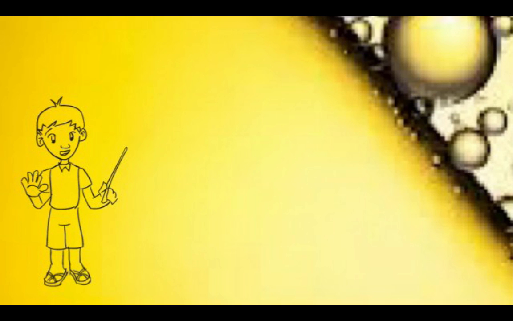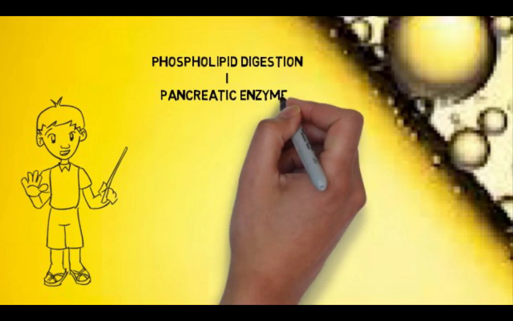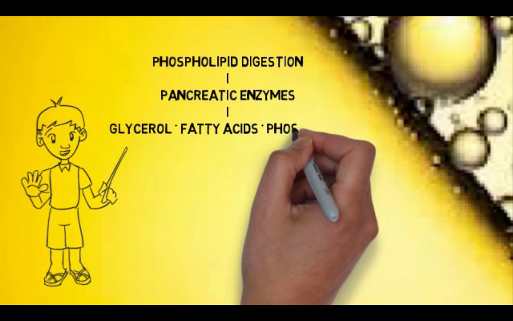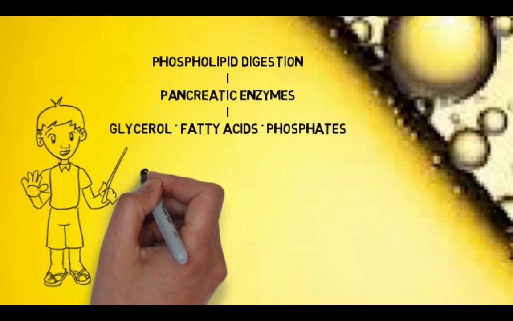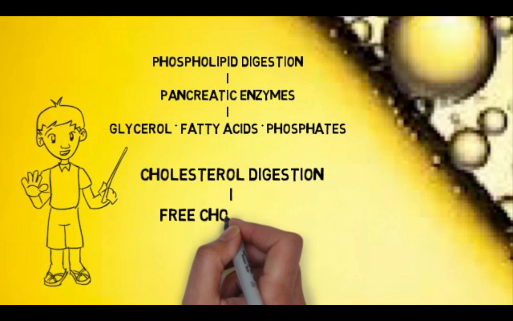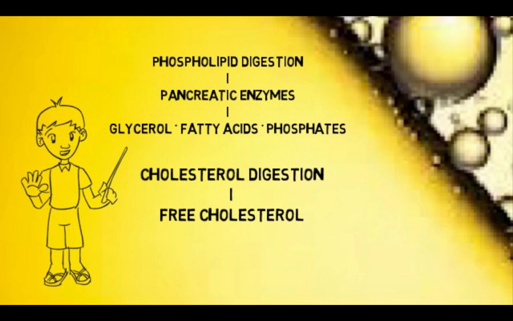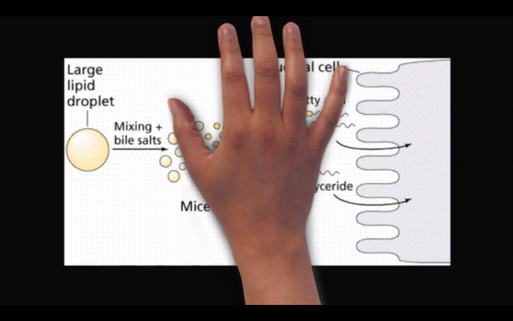With regard to phospholipid digestion, certain enzymes from the pancreas and cells in the wall of the small intestine digest phospholipids. The eventual products are glycerol, fatty acids, and remaining parts. With regard to cholesterol digestion, any cholesterol with a fatty acid attached is broken down to free cholesterol and fatty acids by certain enzymes released from the pancreas.